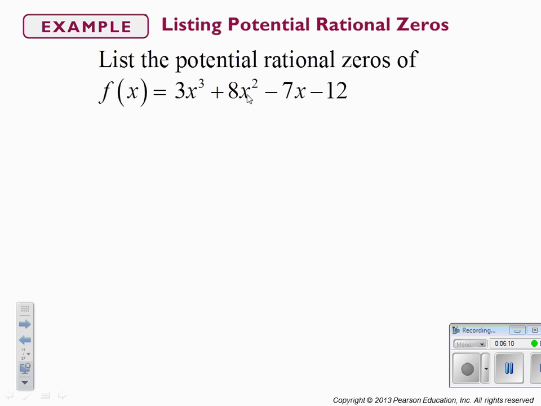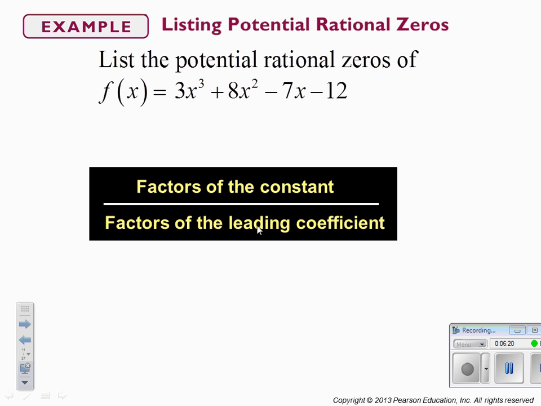So in this polynomial, we're going to look at factors of negative 12 and factors of 3. We're going to put these factors over these factors, and it's going to be a whole list of awesomeness. So on your paper, I don't believe that this is on there, so can you guys write that in? Factors of the constant over factors of the leading coefficient, and you're going to list all the different possibilities.